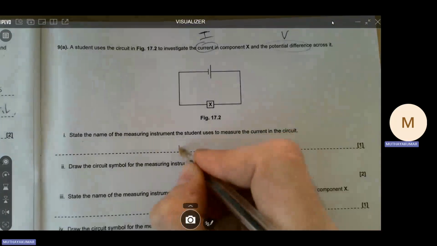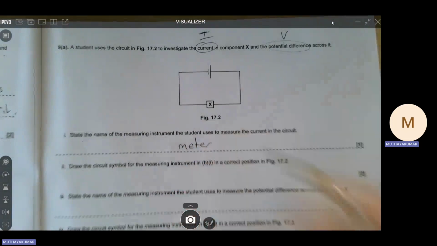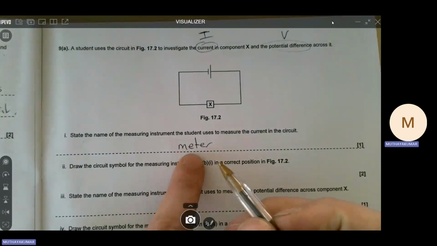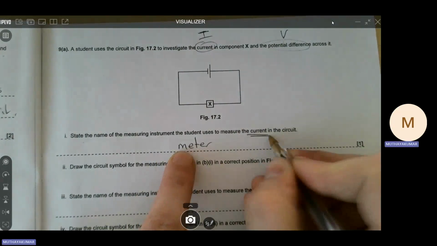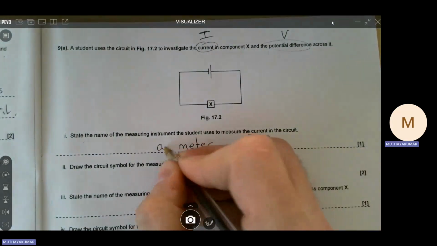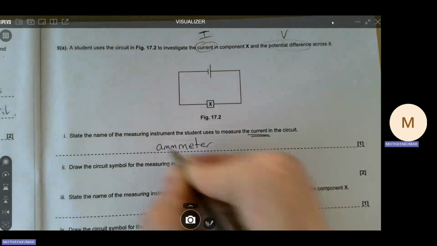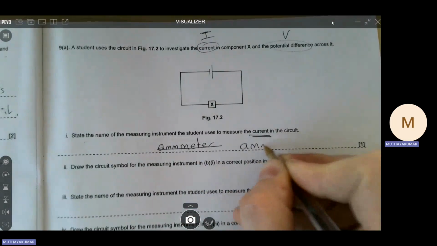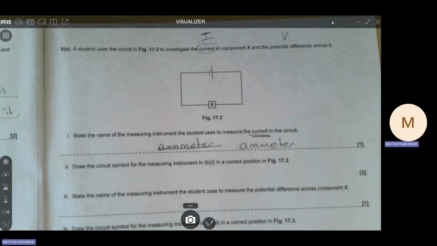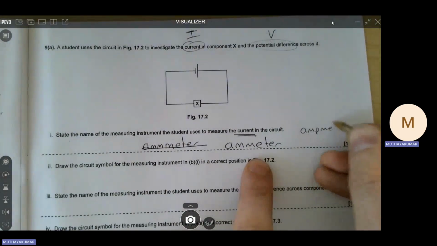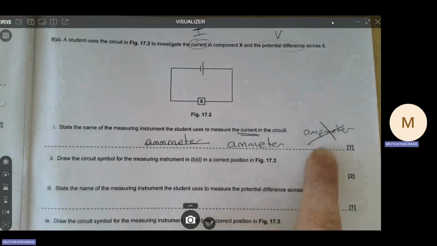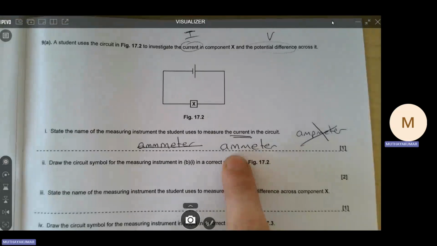So things in physics that measure things will be something meter, almost always something meter. If it's to measure current, it will be an ammeter, not an amp meter. Some people do have a habit of writing this. That's not how you spell it. It's an ammeter.